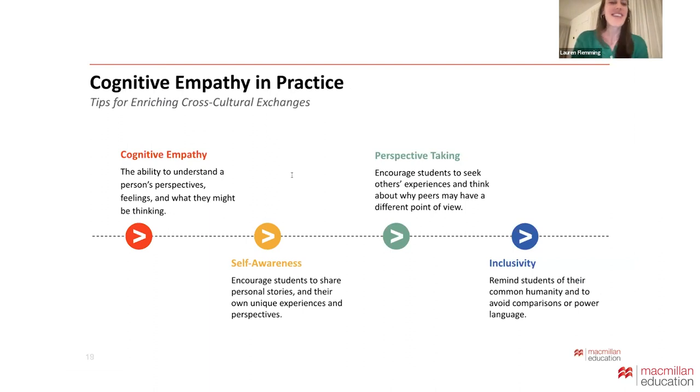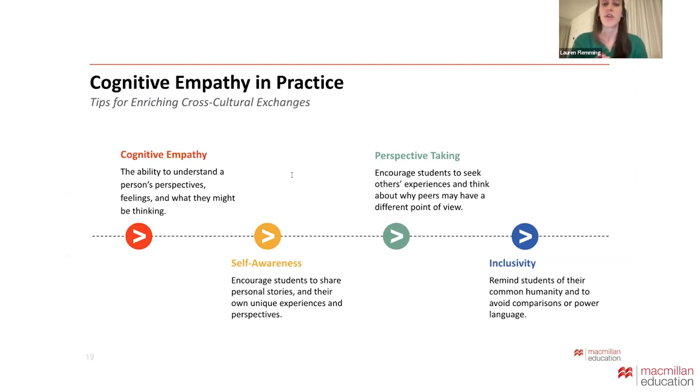Next up, cognitive empathy. As a reminder, to foster cognitive empathy, we want to build self-awareness, perspective taking, and inclusivity. To build self-awareness, help students explore and reflect on their own identities, such as their family backgrounds, cultural traditions, hobbies, and more, and then consider what makes them unique.